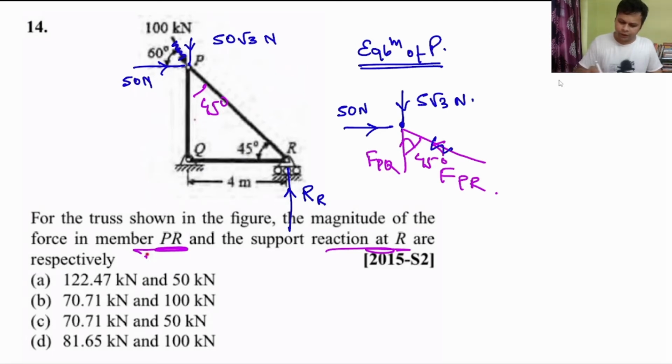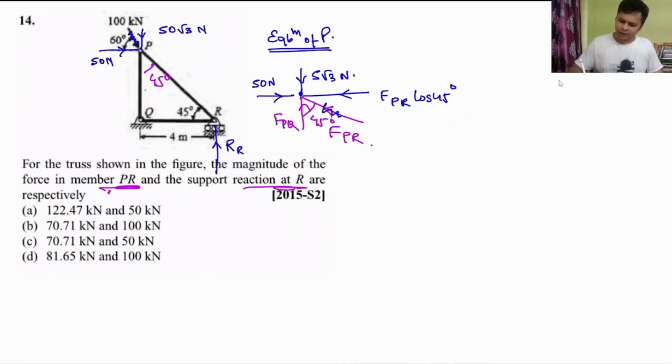You can simply resolve this FPR into two parts. The horizontal component will be FPR cos of 45 degree, or we can say sine of 45 degree. It is the same; cos 45 is equal to sine of 45. So how can I write down the equation? I can write down the equation as FPR cos of 45 degree is equal to 50 Newton.